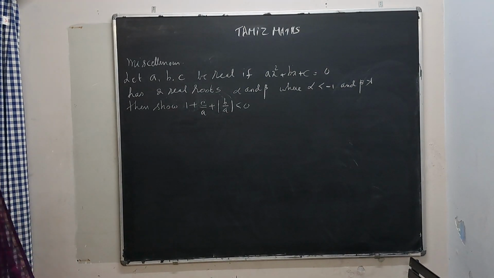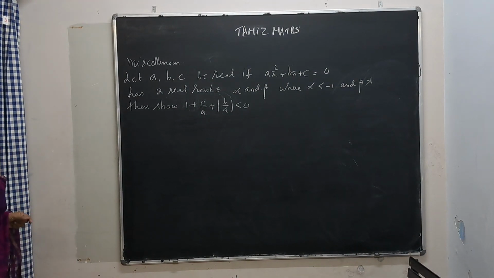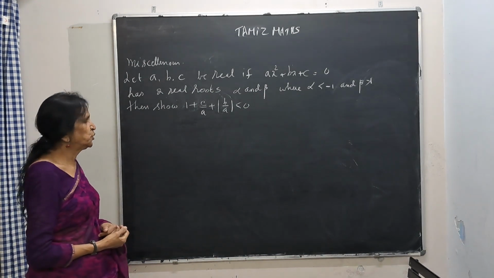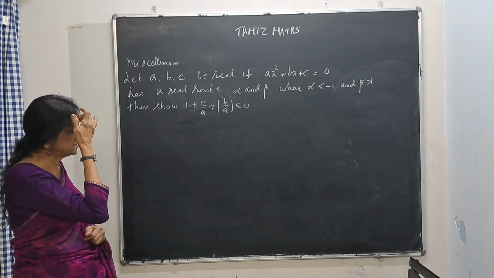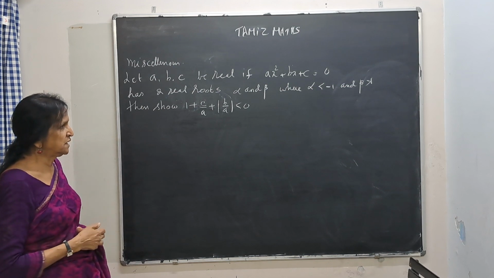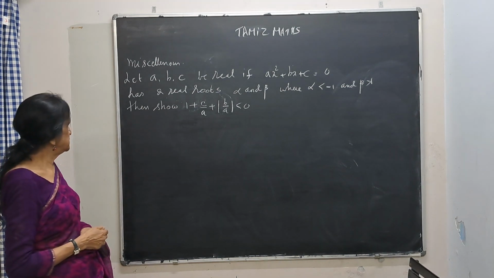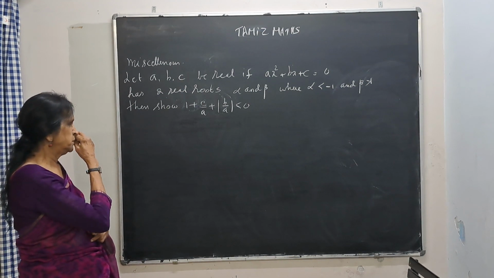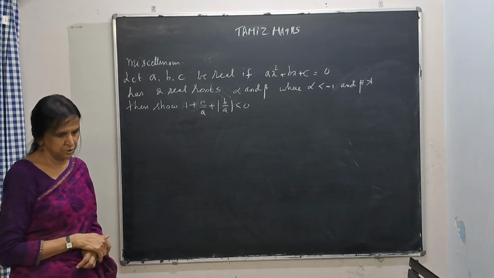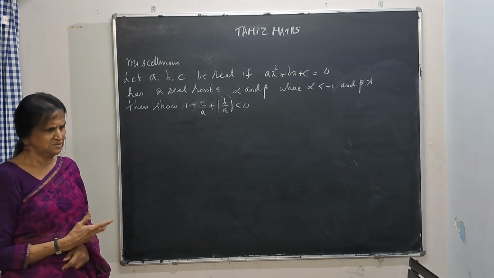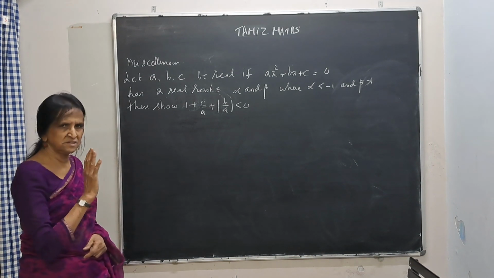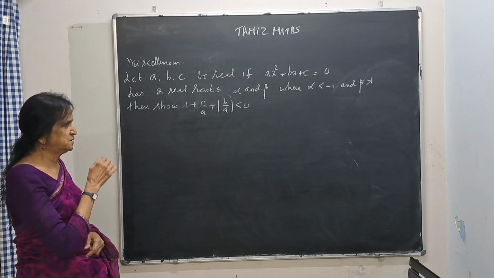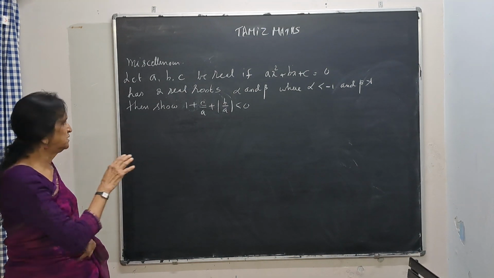Let a, b, c be real. If ax square plus bx plus c equal to 0 has two real roots, alpha and beta, where alpha is less than minus 1 and beta is greater than 1, then show 1 plus c by a plus modulus of b by a is less than 0. Not a big thing given here. ax square plus bx plus c is having real roots. One root is less than minus 1 and another root is greater than 1. This has to be proved.